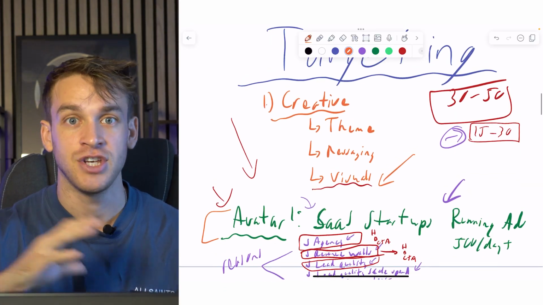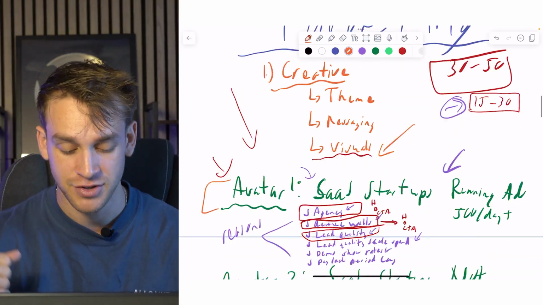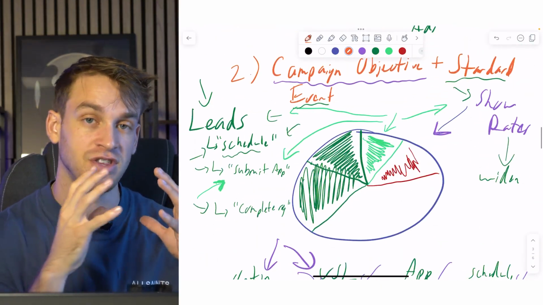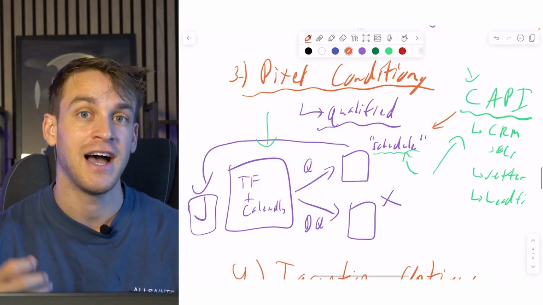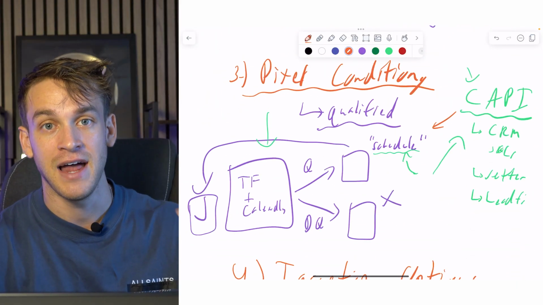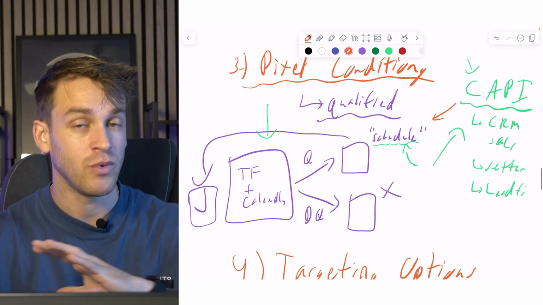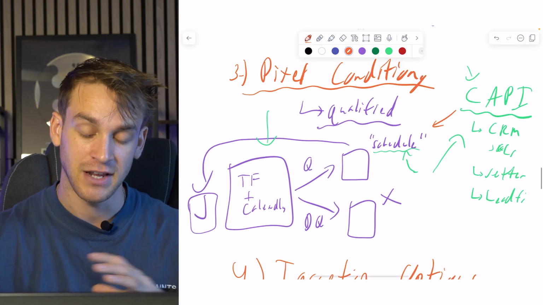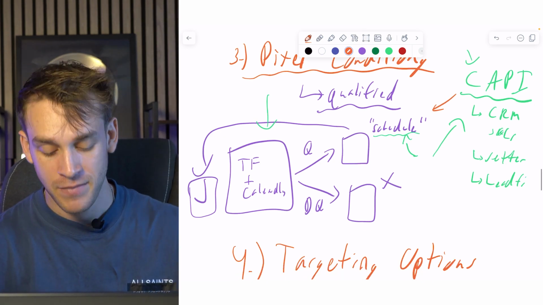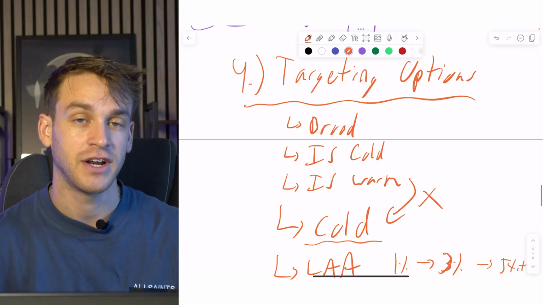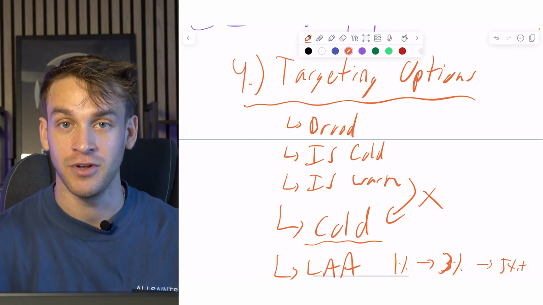Now, the creative is huge, the theme, the messaging, the visuals you use, but we also got to make sure that we're choosing the right campaign objective and standard event that we're trying to optimize around, so we can get high quality people that are most likely to convert on that event with our set of messaging. Then we always want to be pixel conditioning and feeding back clean data into the ad account. So ideally high quality CRM data. And then also targeting options, we can influence the algorithm a little bit there.